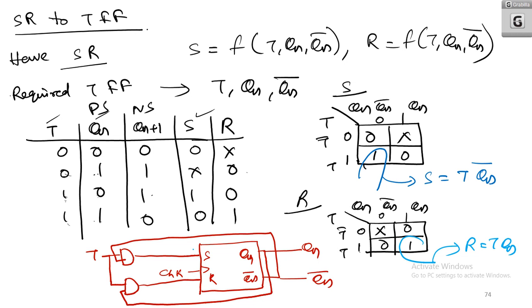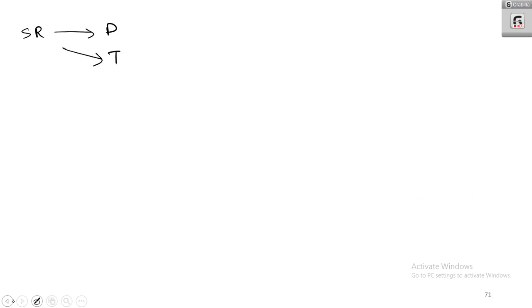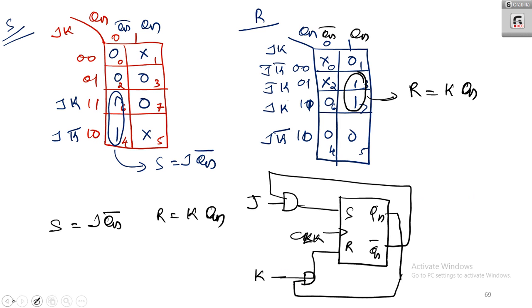So here we have converted SR to T flip-flop. If the conversion is from SR to T flip-flop, the base flip-flop is SR, and S and R should be written in terms of T. That is on the basis of the truth table of T and the excitation table of SR. Here the conversion is from SR to D, which is again from the truth table of D and the excitation table of SR. In the previous lecture we did the conversion of SR to D, and then SR to JK also, that is completed.